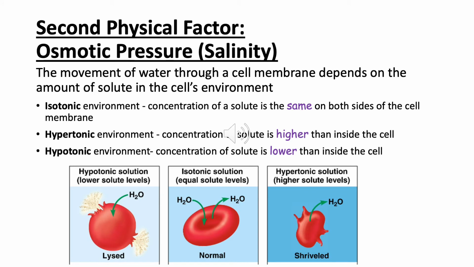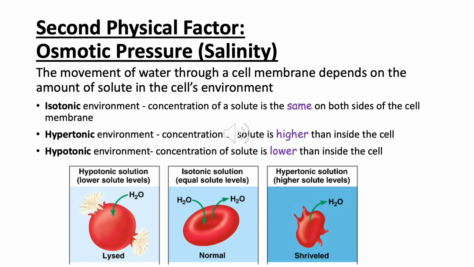An isotonic environment means that the concentration of the solute is the same on both sides of the cell membrane. That's represented by the middle picture here. It means that the amount of water that flows into the cell and the amount of water that flows out of the cell are about balanced, and it keeps the cell in a normal state. So an isotonic environment is a healthy state for most cells. And it's really important in the medical field. Most IV fluids are isotonic solutions, meaning they have the same concentration of solutes as the blood plasma, so that the blood cells don't shrivel or lyse.